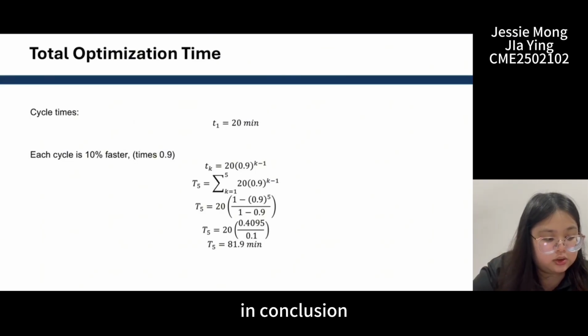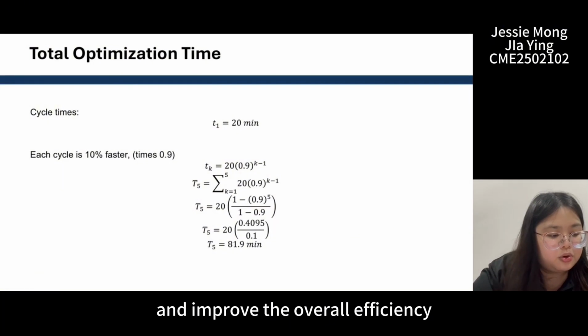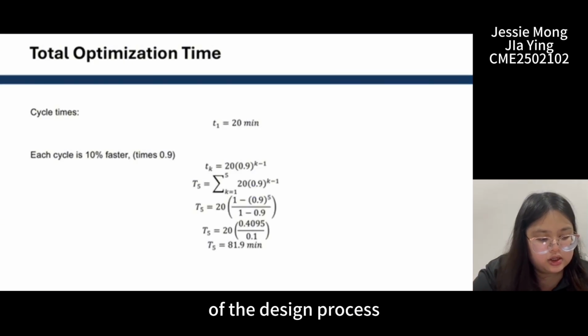In conclusion, the boosting algorithm significantly reduced the number of optimization cycles and improved the overall efficiency of the design process. So that's all from me.